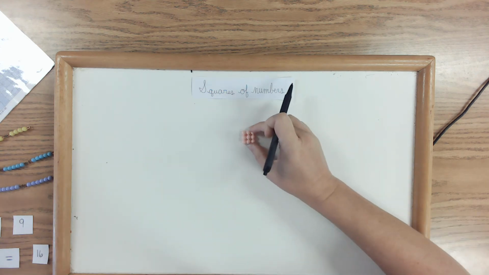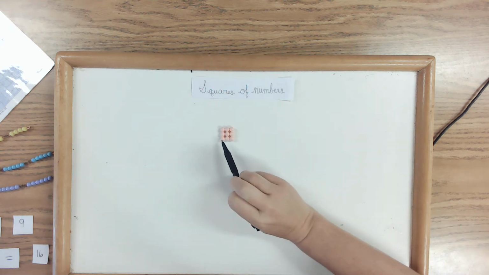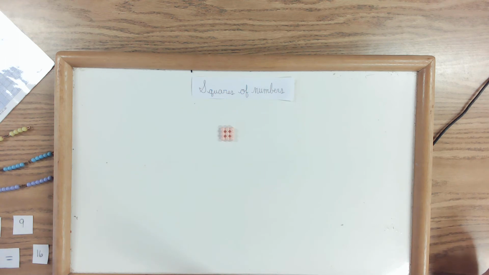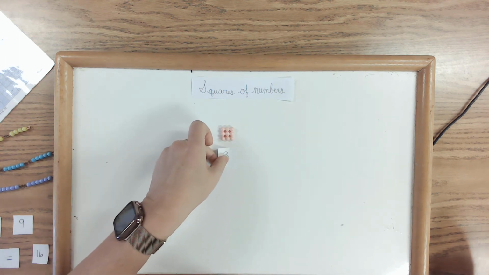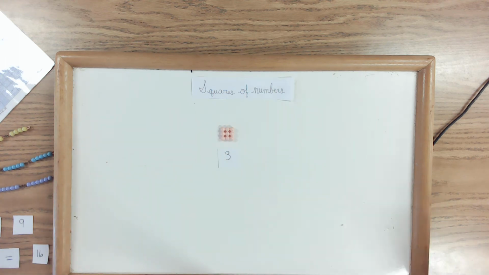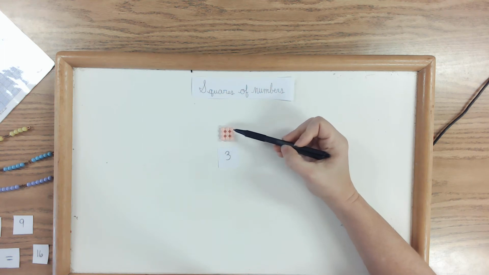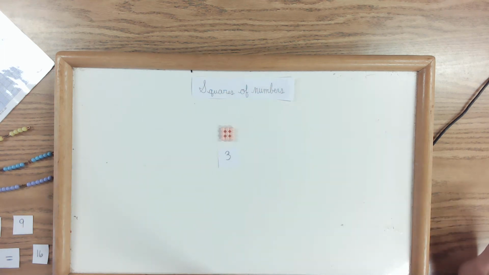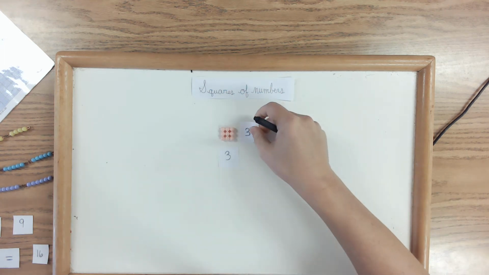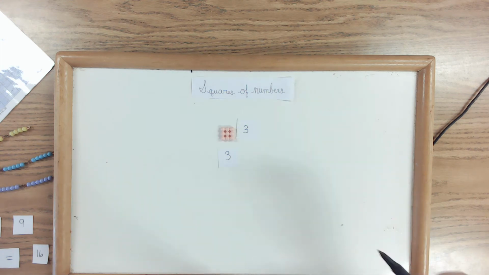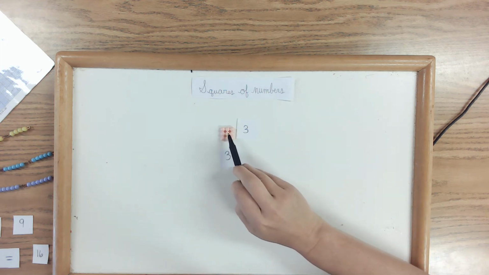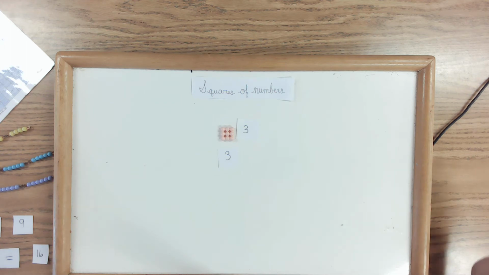Now, if I look at this square of 3, I can see that it has a base of 3. So I'm going to label that base 3. It also has a height of 3. So I'm going to label the height 3. And we could count up each one of these and get the answer. There's nothing wrong with that.